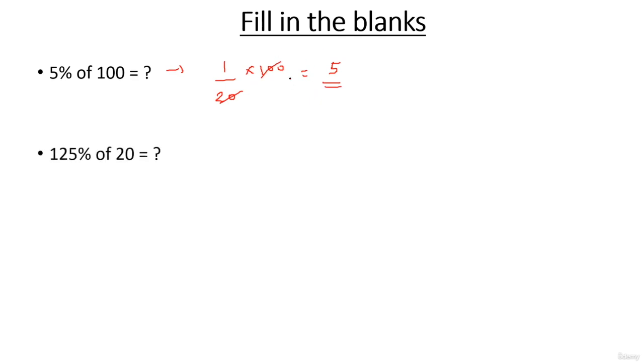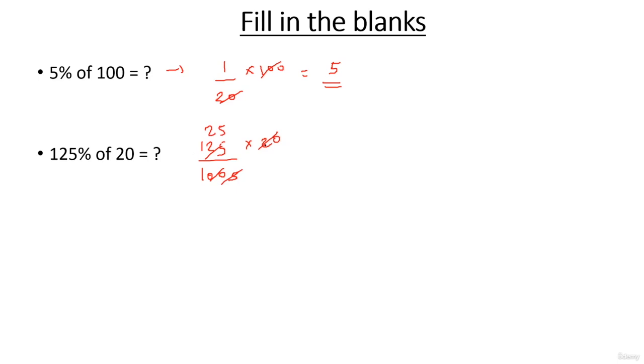125% of 20. 125% we saw at the starting of the class is 5 by 4. If you don't remember, you can write it again: 125 by 100 into 20. So 5 25s are 125. The answer will be 25.